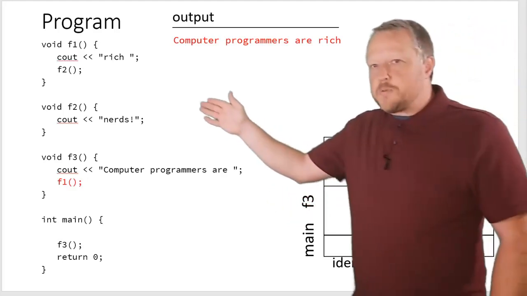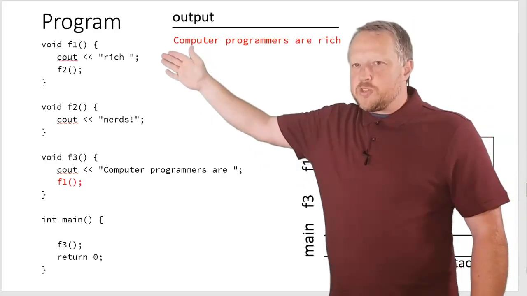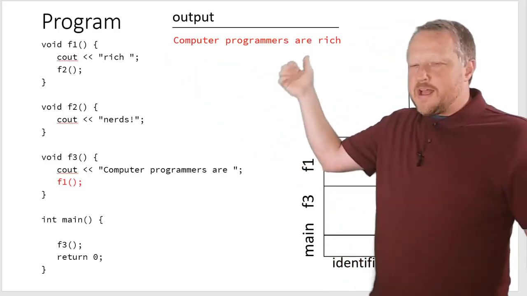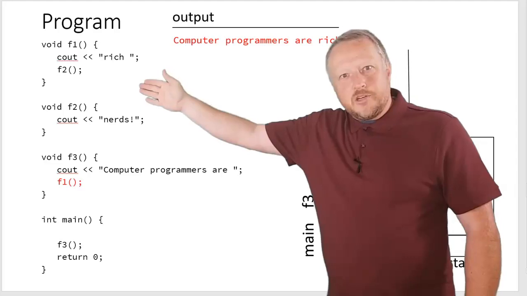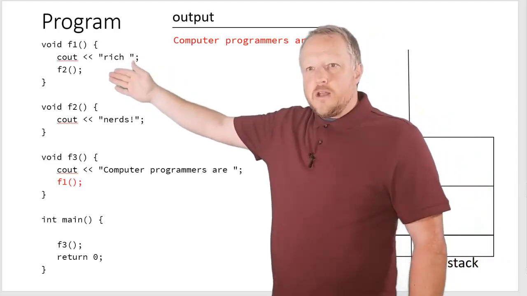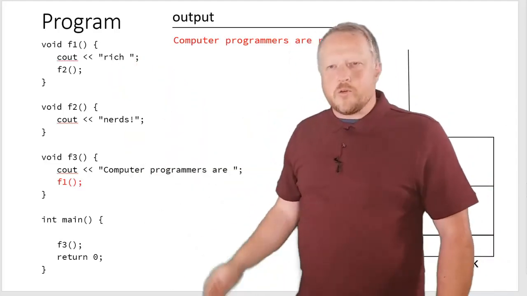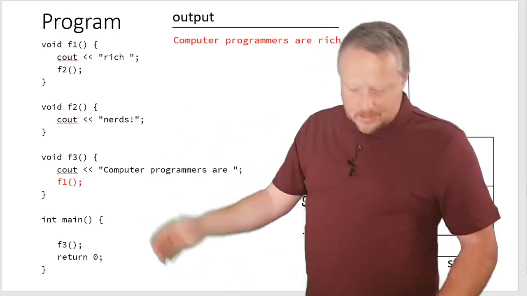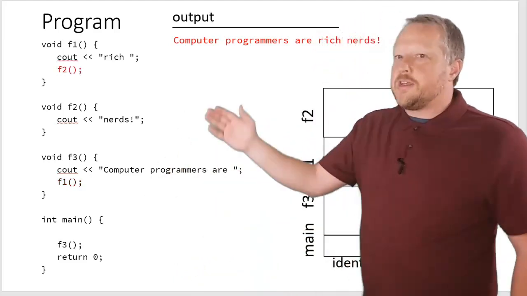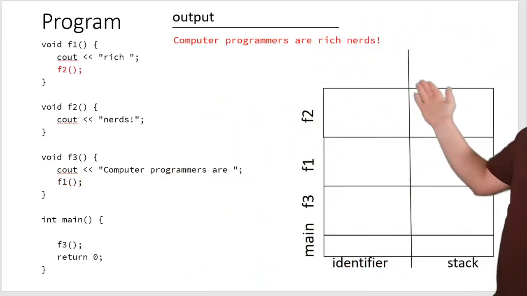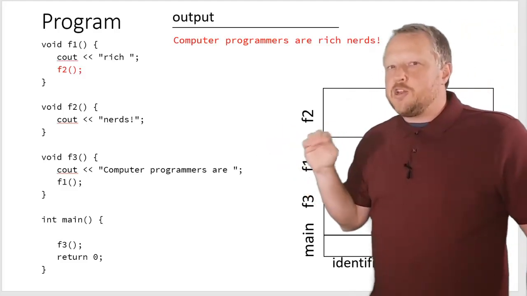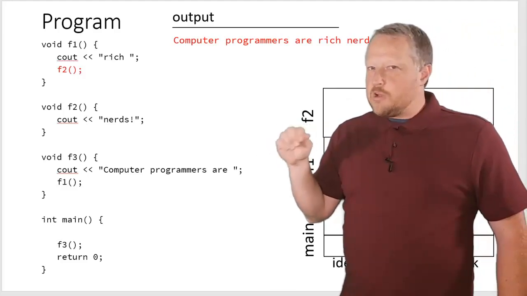So we're going to go up to F1, and there goes cout "Rich" again, and there's Rich being added right there. Now we've got another call to F2. So F1 is going to wait till F2 is done. So here's F2.